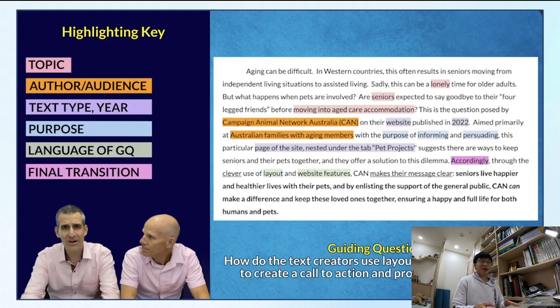So you might want to focus on being clear on establishing that you have a topic. You want to mention the author and audience, the text type, the year, the purpose. You want to mention back to the guiding question and have a transition before you mention your thesis. So that's basically an introduction.